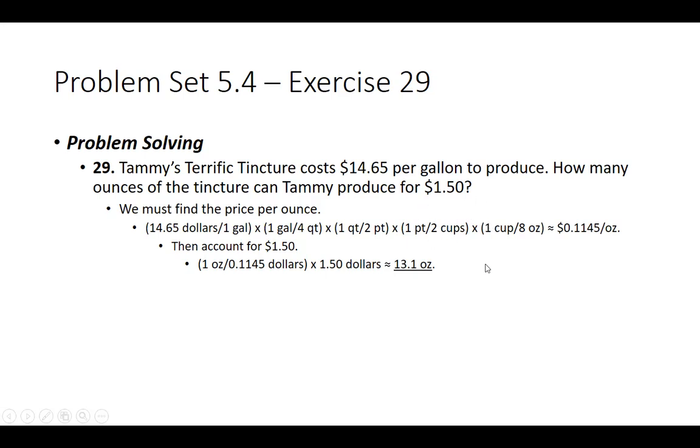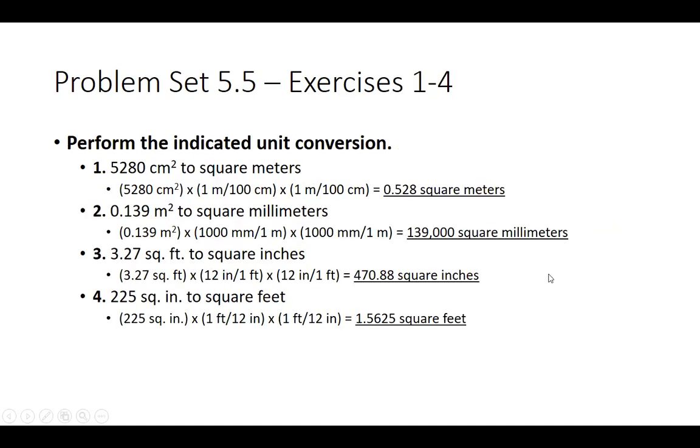Now let's go on to the 5.5 homework. And again, for the first many, we're going to perform the indicated unit conversions, but these unit conversions are going to involve squared things. And remember, to get rid of a squared unit, we would need 2 factors of the regular unit in order to cancel.